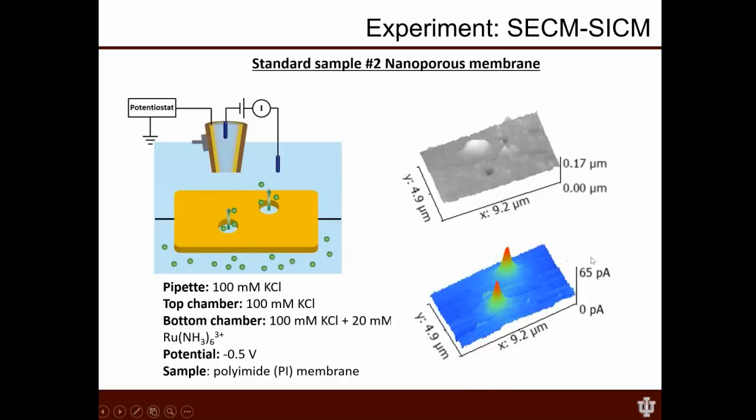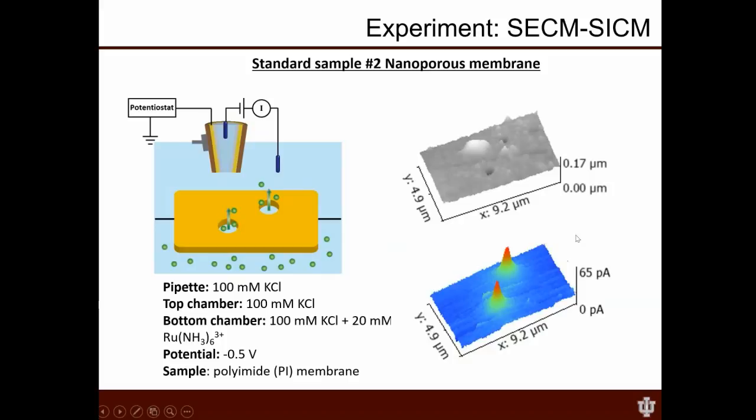The other thing that we can do with this, and it's very similar to what I'll show you in the application, is we can measure the flux of species through a polymer membrane. And that's pretty interesting for a number of reasons. Here what we've done is we have a cell where there's a membrane that's suspended, and that membrane separates the two solutions. In the top solution there's no ruthenium hexamine. In the bottom solution there is ruthenium hexamine, and ruthenium hexamine is diffusing through these pores in the membrane.